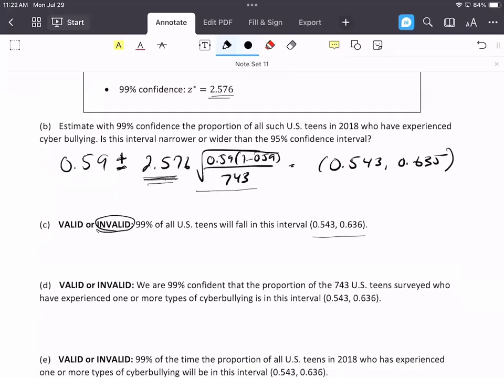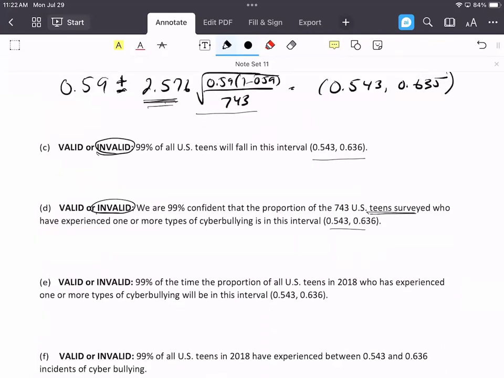So not valid. We're 99% confident, for D, that the proportion of the 743 US teens surveyed who have experienced one or more types of cyberbullying is in this interval. Well, no, remember, we're interested in estimating the population. This is referring back to the sample, so invalid.